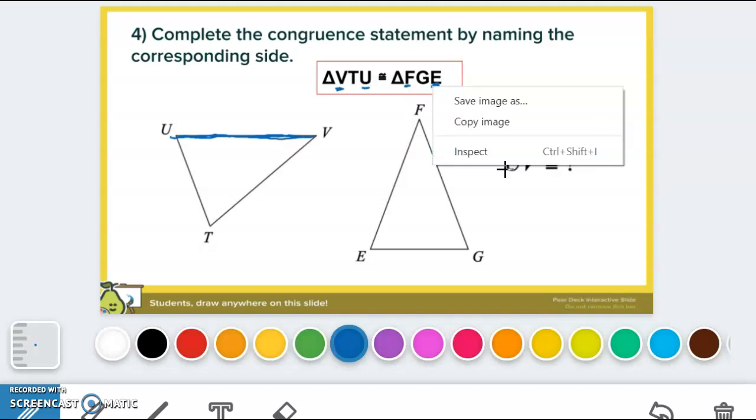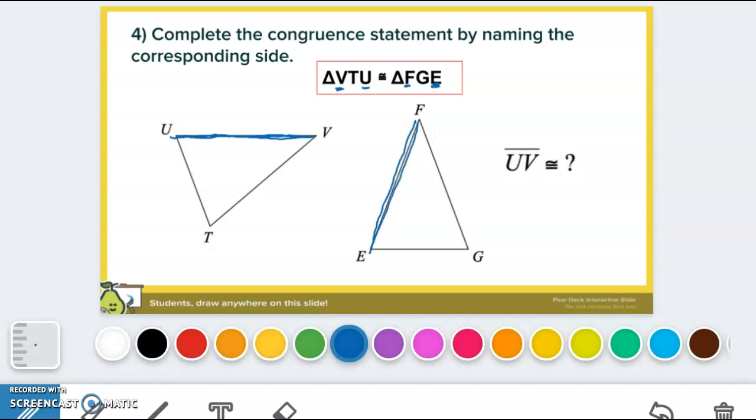So it's segment FE. Where's FE? It is this one. Okay, so they are corresponding and they are equal in length. So we can say segment UV and segment FE, the side UV and side FE, they are congruent.